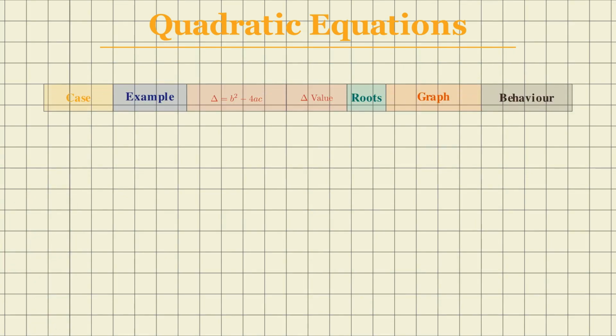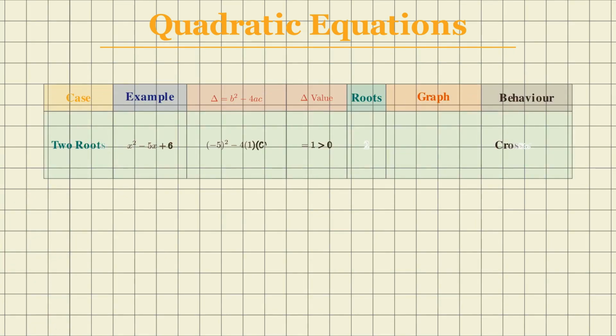Let's look at the table in row 1. If there are two roots, take x squared minus 5x plus 6. Plug into the discriminant. We get negative 5 squared minus 4 times 1 times 6. That's 25 minus 24 equals 1. Delta is positive, so we get two real roots.